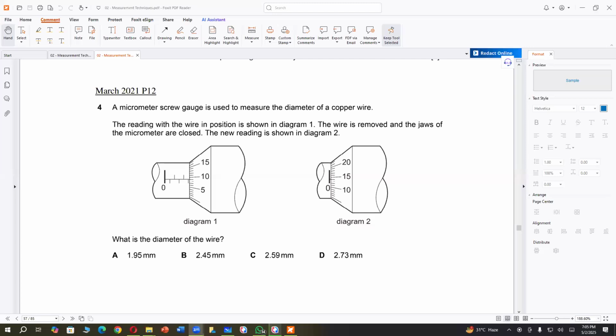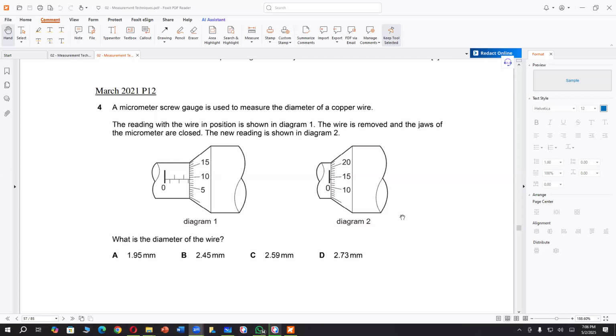Some questions. We are doing some questions on measurement, a very fundamental topic, and this topic comes normally in the start of the paper. So as usual, we will do only a few MCQs, but mainly paper 2 questions, selected MCQs. This is March 2021, paper 1-2. You can look at the screen directly.